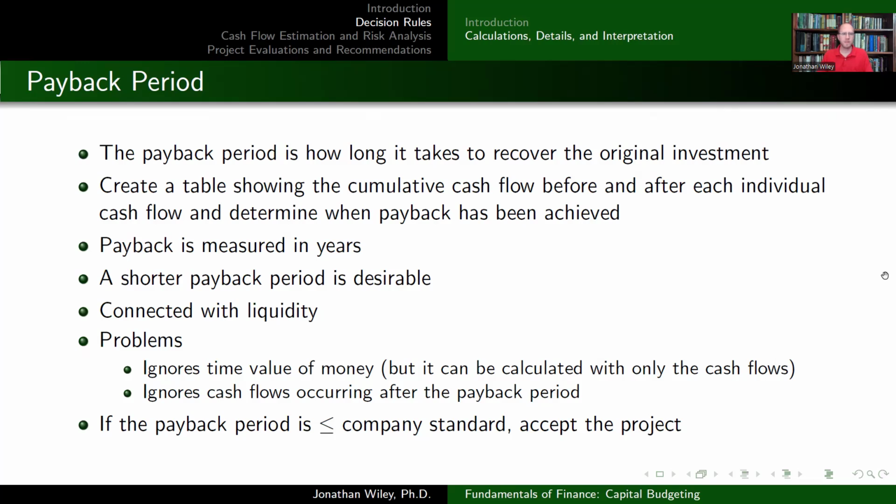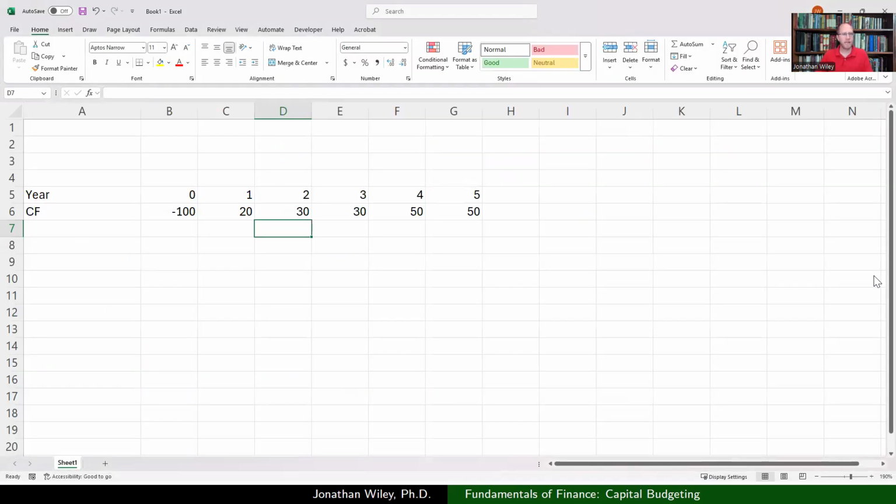And really what that means is this is sort of connected with liquidity. So the faster I get the money back, the faster I can use that money for something else, which we ultimately like. So to illustrate this a little bit, let's take a look at a little example.